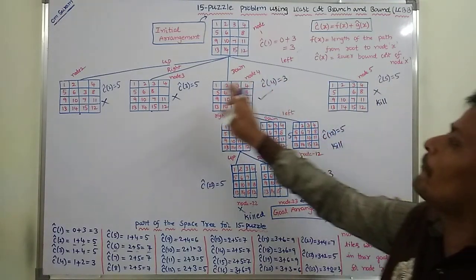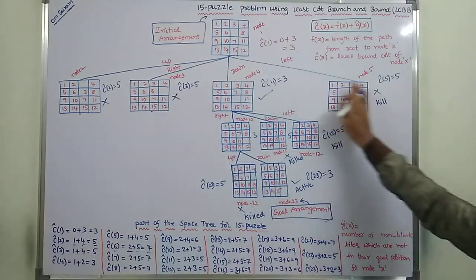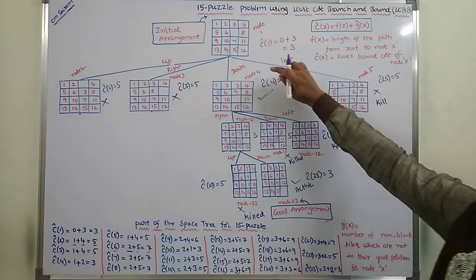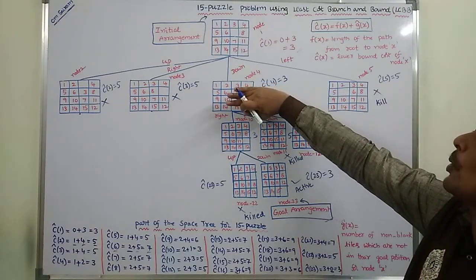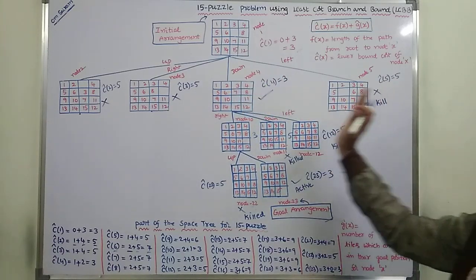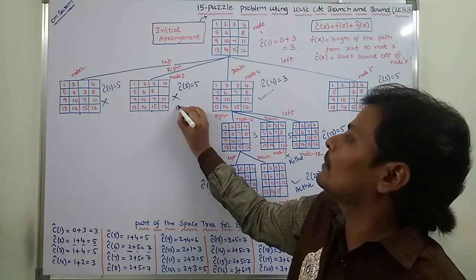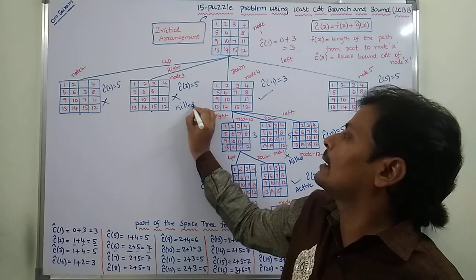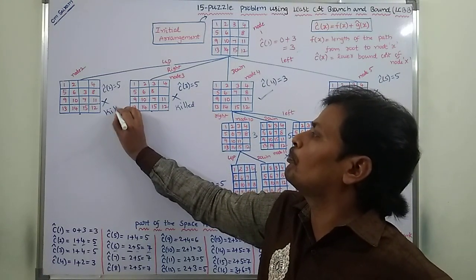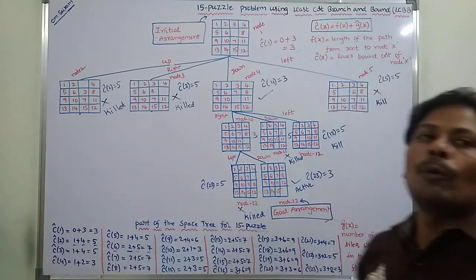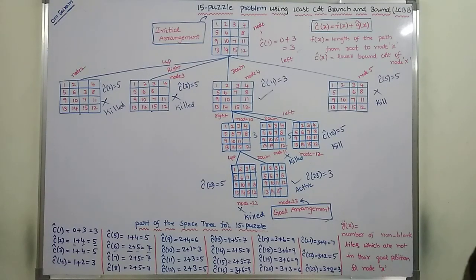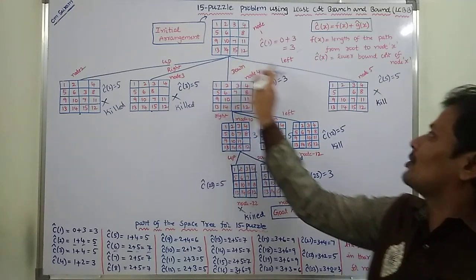So 5, 3, 5, 5. Among all the 4 nodes, node 4 has the least cost. This node is considered. The remaining nodes are killed. So this is nothing but bounding. Bounding is nothing but we have to kill the nodes except the minimum cost node. This is nothing but branching.